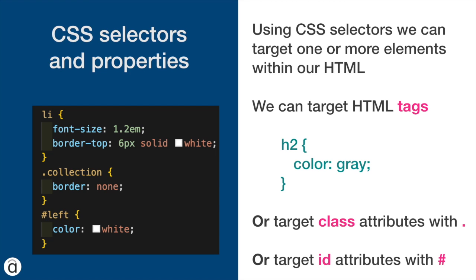However, what we can do is target class attributes and ID attributes. Now, you haven't come across these yet in the HTML because I left those out on purpose for this particular video. So we can target class attributes with a full stop, or a period or a decimal point, whatever you want to call it. It's a dot. Or we can target ID attributes with a hashtag. And hopefully you're familiar with hashtags, if you use Twitter or whatnot.